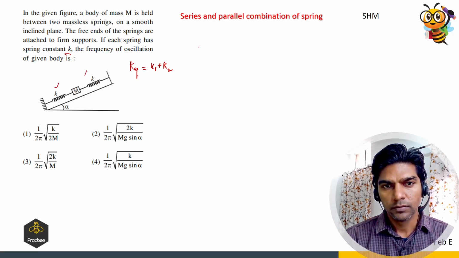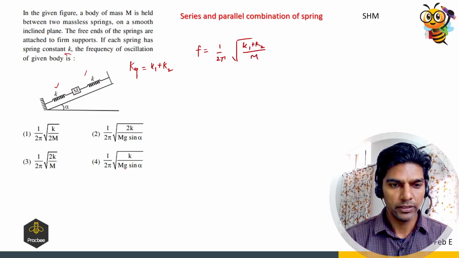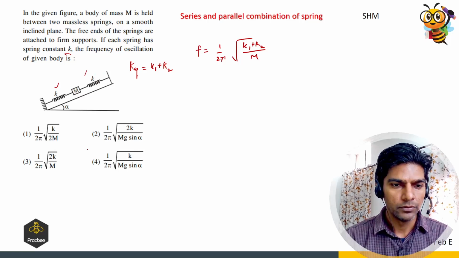So the frequency will be 1 by 2 pi times root of K by M. So it will be K1 plus K2 divided by M. So that should be the answer, and both have the same spring constant, so that will be 2K. So 2K by M. So option 3 is the right answer.